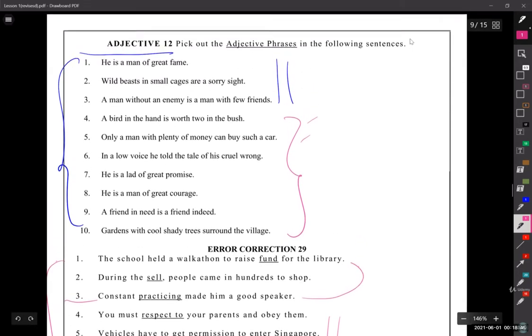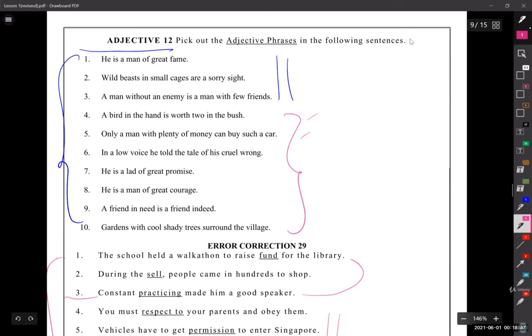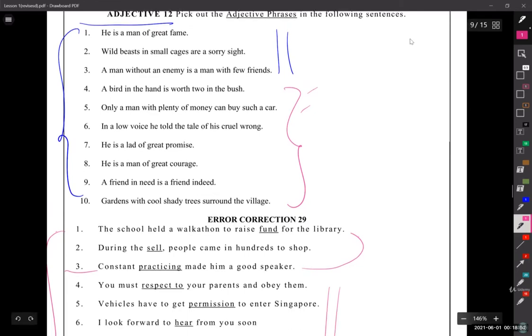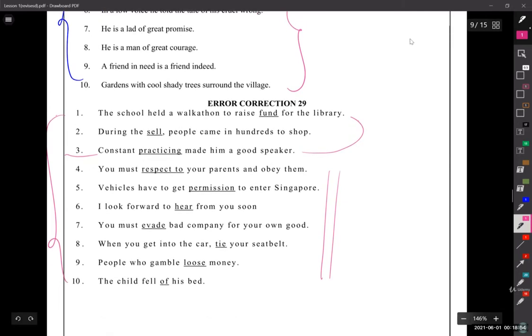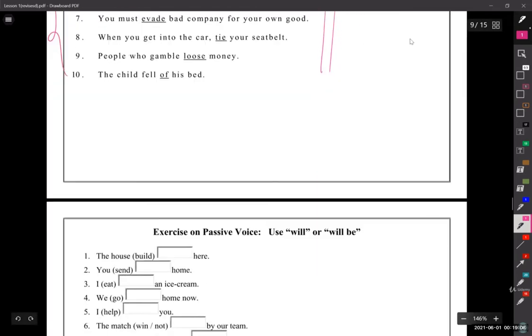For adjectives, with 10 questions, since this is a bit hard, you can give them about 7 to 8 minutes, but do not give them too long. And for error corrections, you can give them about 6 to 7 minutes. What they need to do is just correct the word that is underlined right over here. Same goes for the rest of the questions. Now let's move on to the next part.